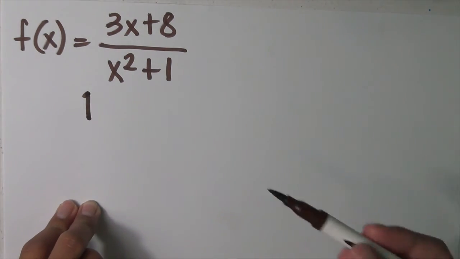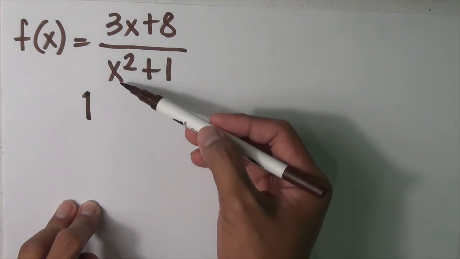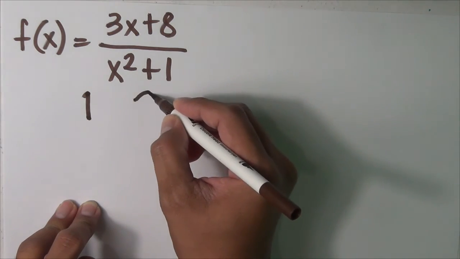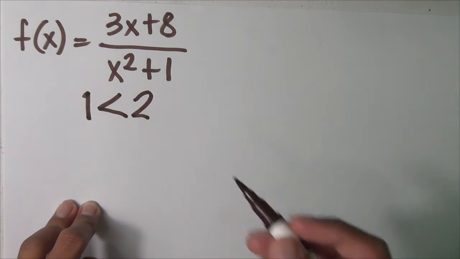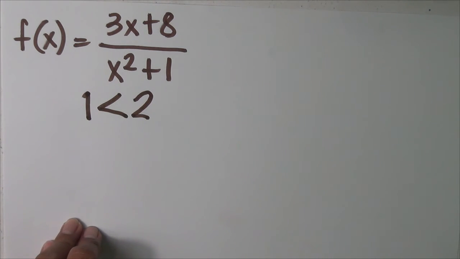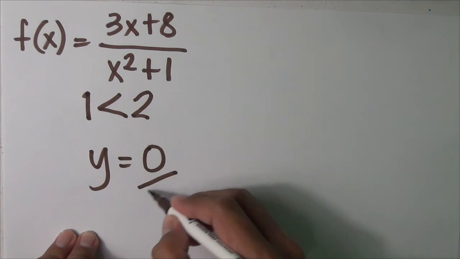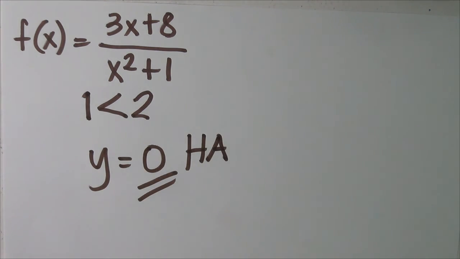And for the degree of the denominator, x² + 1, the exponent of the variable x is 2. So the degree of the denominator is 2. Automatically, 1 is less than 2. Therefore, the horizontal asymptote based on the first guideline is y = 0. This is our horizontal asymptote.